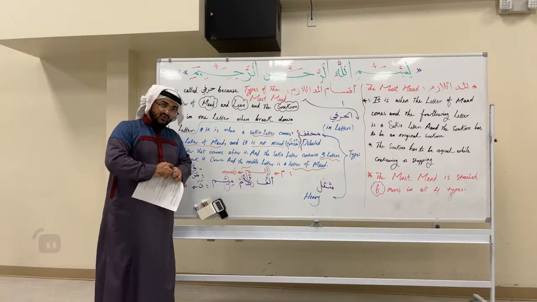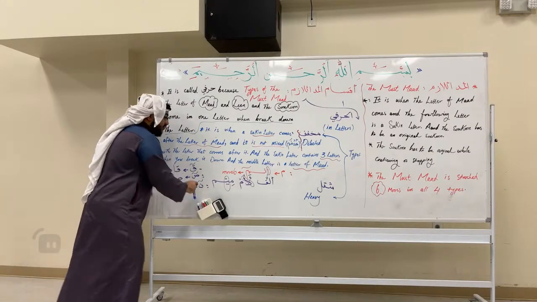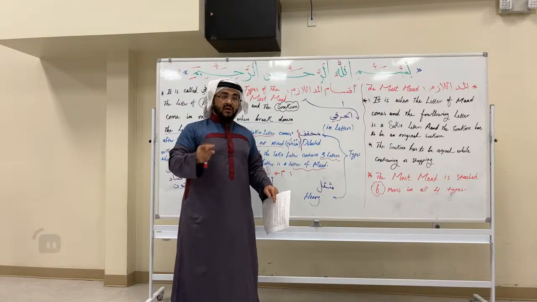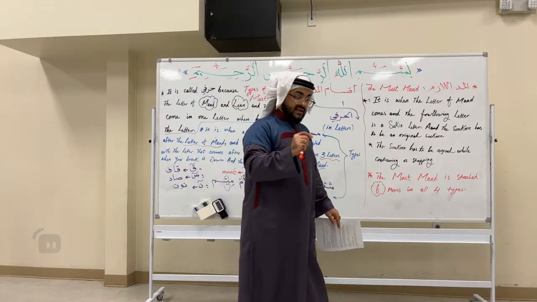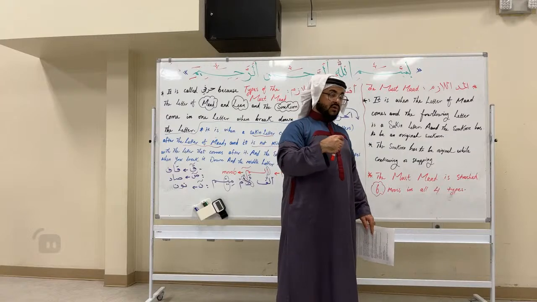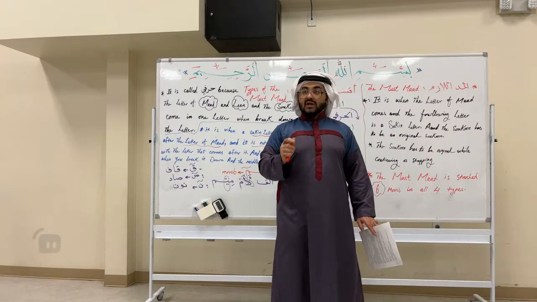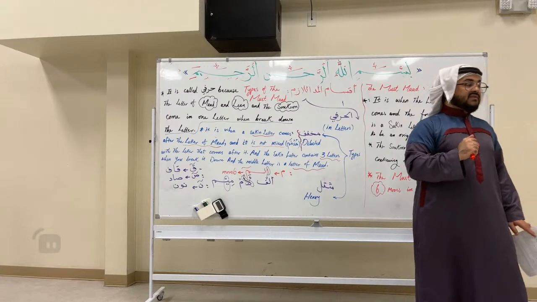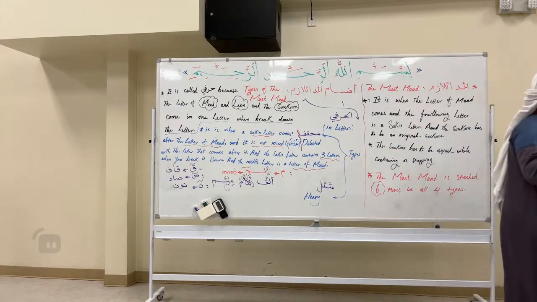So right now we know basically that we have 3 letters of med: alif, waw, ya, and they have conditions. Waw is second and the letter before it is madmoon. That's a letter of med. Ya is second, the letter before it is maksur. Alif is second, the letter before it is maftuh, right?